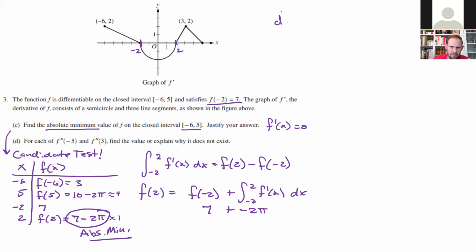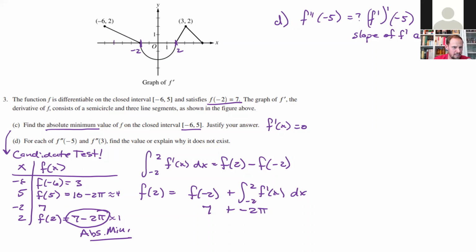Part D. So for each f double prime of -5 and f double prime of 3, find the value or explain why it does not exist. So we want f double prime at -5 first. Well, that's going to be equal to f prime at -5. So this is the graph of f prime. So in other words, this would be the slope of f prime at x equals -5.